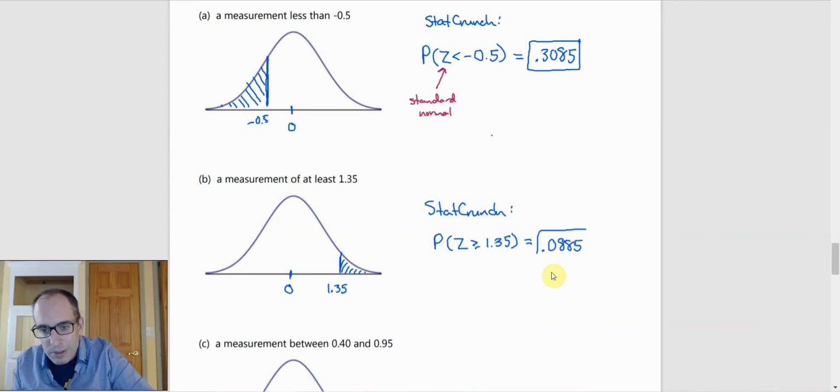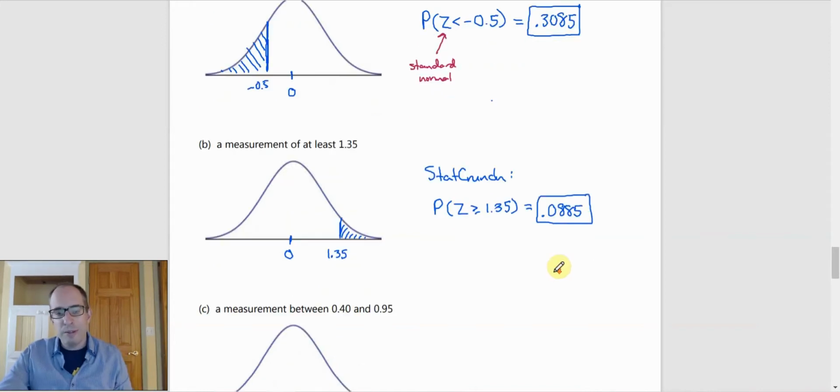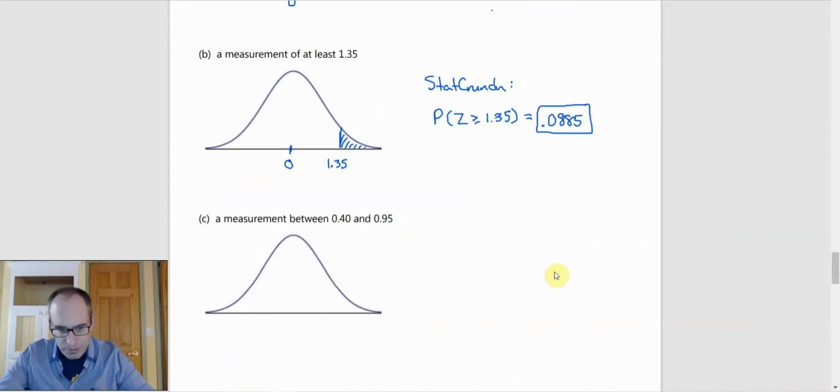0.0885, there we go. And then in between, we have to go to a slightly different part of StatCrunch for this. You'll see what I mean in a second, but we still have 0 in the middle. 0.40 and 0.95. They're actually going to be fairly close together. I probably drew them a little too far apart, but that's all right. So there's 0.40 and 0.95. I have to write those with the 0 in the front, I think that's making the picture look uglier. Okay, and then we're trying to get the in-between, so we're trying to get this.